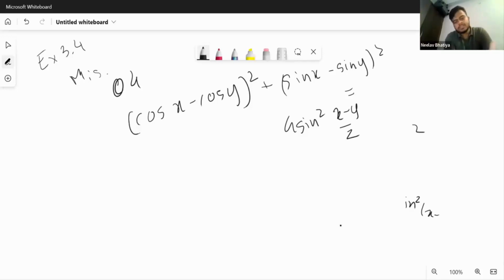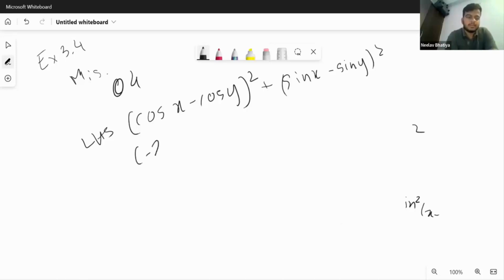Before opening this squared bracket, try and reduce the term inside to be equal to something that the RHS is, right? Let's try and do that. We'll write LHS and we'll try to simplify this. Cos x minus cos y is equal to minus 2 sine (x minus y) by 2 sine (x plus y) by 2, correct? So I'll write that as minus 2 sine (x minus y) by 2 sine (x plus y) by 2, whole square.